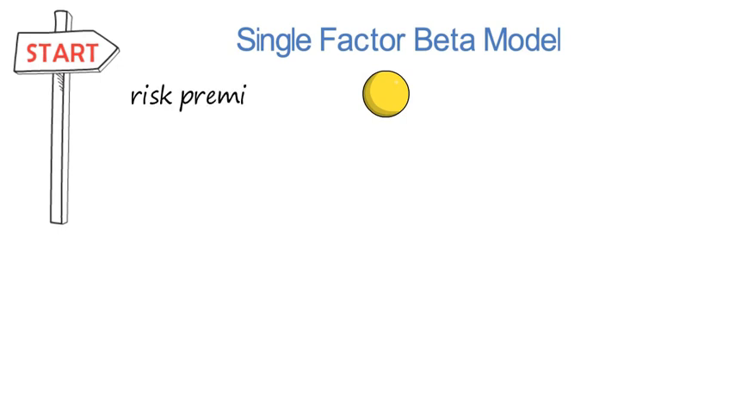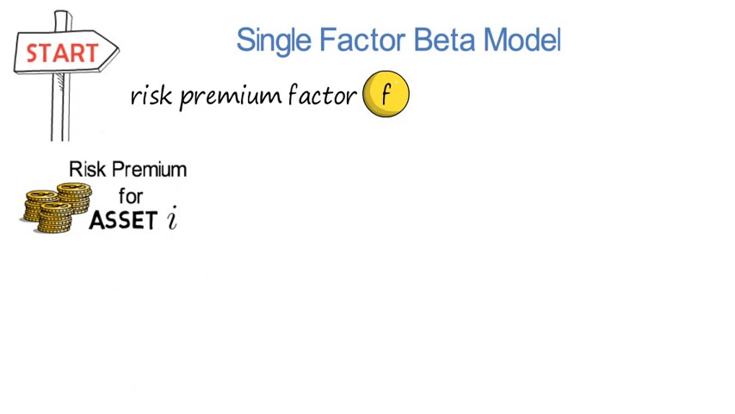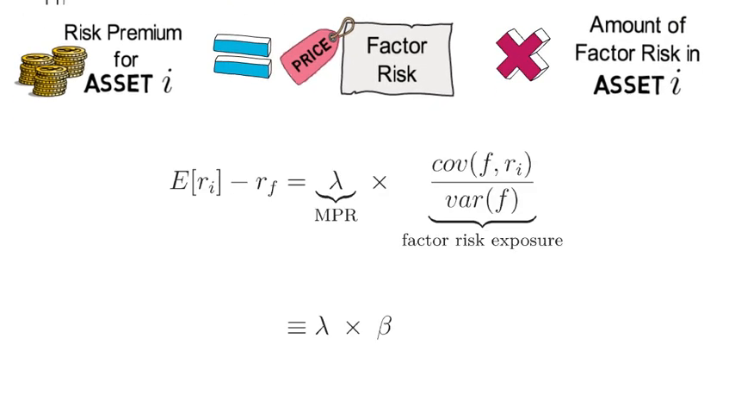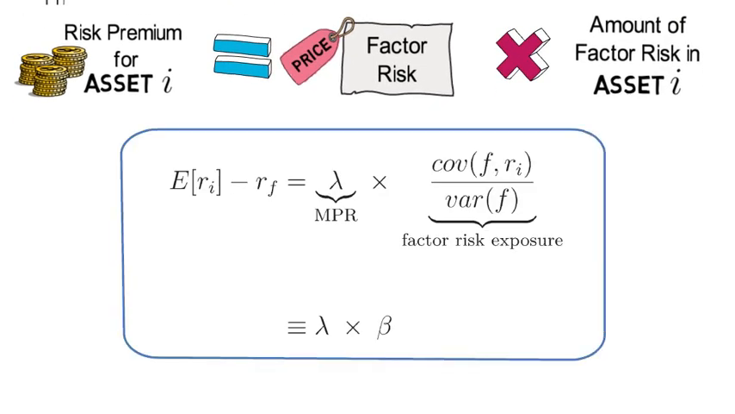We start off with the single factor beta model. So a single factor beta pricing model with risk premium factor F assumes that the expected risk premium of asset i equals the product of the market price of factor risk times the amount of factor risk that is present in asset i. Mathematically, we can write that as follows, where MPR is my abbreviation for the market price of risk, and the covariance over the variance quantifies the amount of factor risk that is present in asset i.